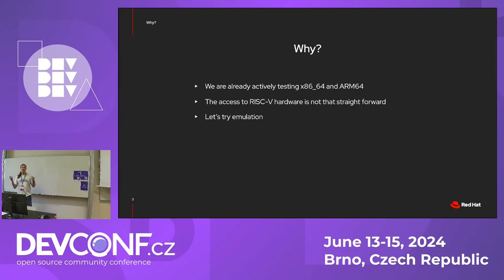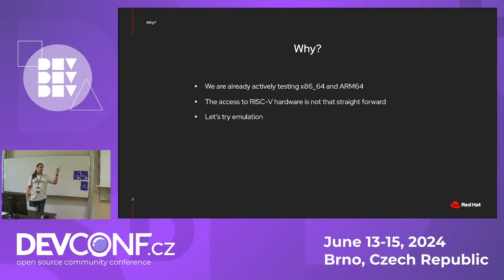But joking aside, we are already doing some active testing on x86 and ARM64, and we have wondered, RISC-V has some specific things. So we were wondering, why shouldn't we test it on RISC-V for things like undefined behavior? If you are reading misaligned pointers and things like that, it should crash on RISC-V, so it should uncover some of those bugs.